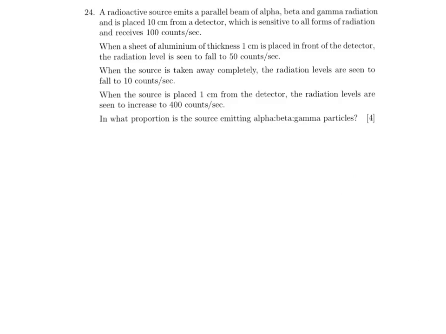Okay, so this question is about a radioactive source that's emitting alpha, beta and gamma radiation. So we need to know the properties of alpha, beta and gamma. Now we're given some different statements here. I'm going to call the first statement statement A, and that is that the sheet of aluminium of 1 centimeter thickness. Now we should know that beta particles are stopped by 1 centimeter of aluminium.